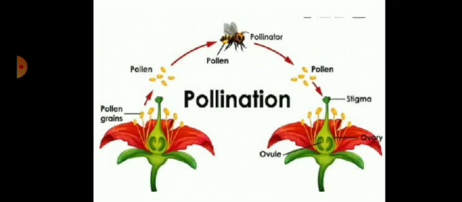Next one, pollination. The transfer of pollen grains from the anther to the stigma of a flower is called pollination. Pollination is the first important event in the development of fruit and seed. Pollination is followed by fertilization. Two types of pollination take place in the flowering plants. They are self-pollination and cross-pollination.